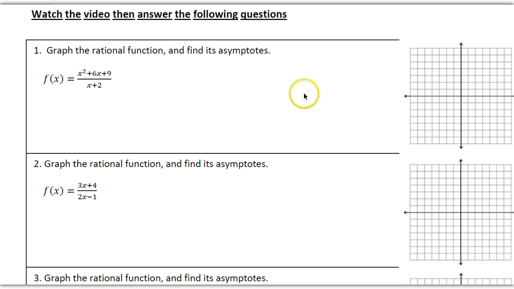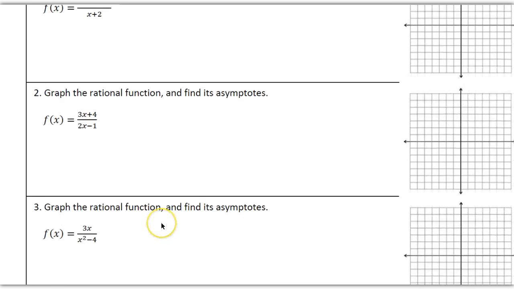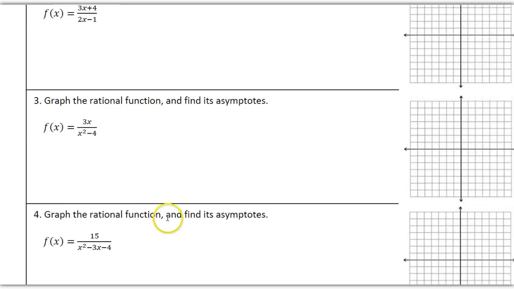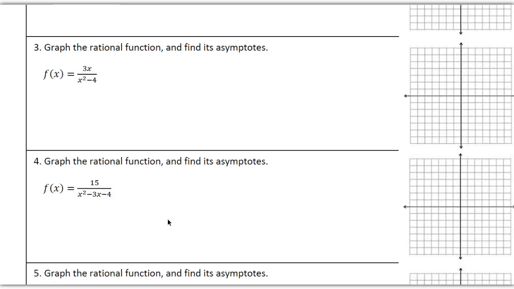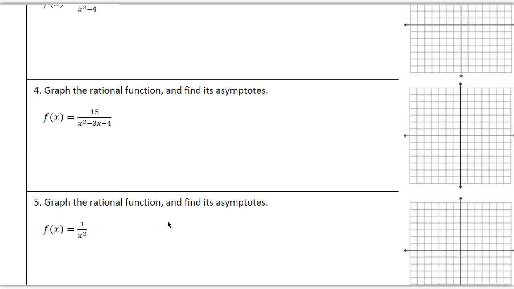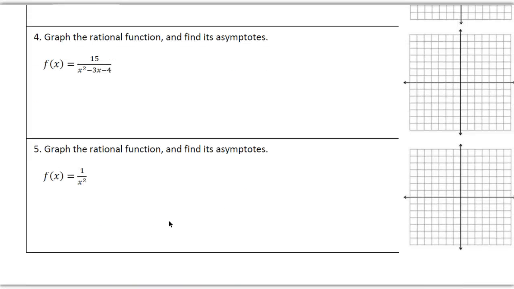We did the vertical ones. For this one, there isn't any, but for this one, it's 0. For 3, it's 0. For 4, it's 0. These are all the horizontal asymptote, and for 5, it's 0. But let's take a look at graphing number 4 now.